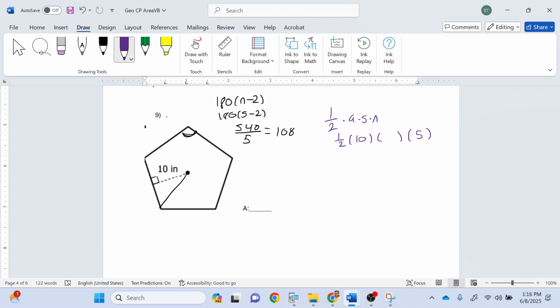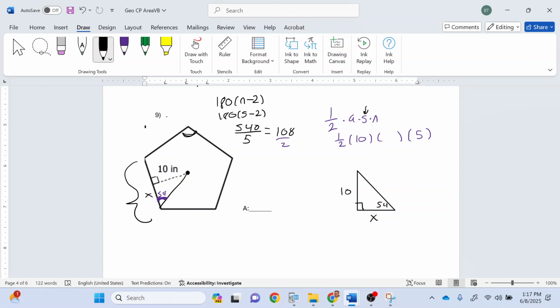Well, if each angle is 108, I can figure out what this guy is. 108 divided by 2 is going to be 54. So this little guy is 54. Now the question is, you should ask, so what? I figured out that's 54, Mr. Tobel. What can I use that for? Well, lucky for me, I know this is a right angle where this is 10 inches and this is 54 degrees. What I can do is take this and figure out what this bottom piece is. Because if I could figure out that bottom piece, I could figure out this whole piece, and then I would figure out what S is.